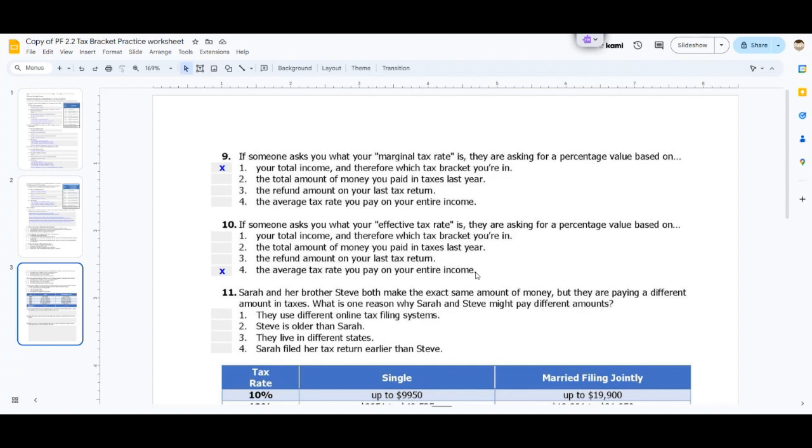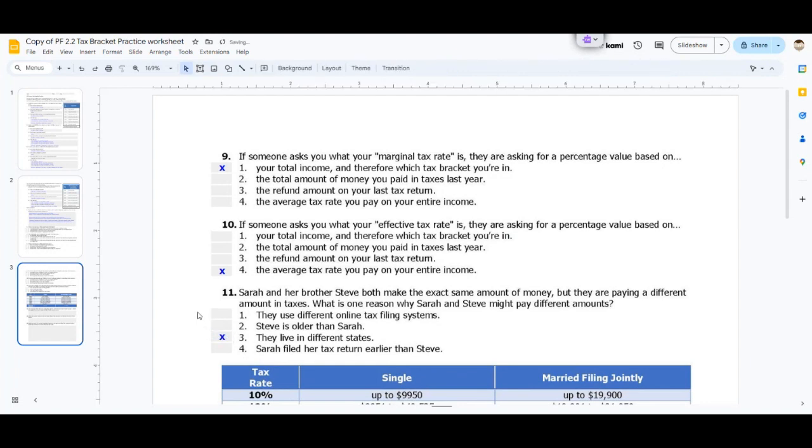Okay, so one reason is that they might have different deductions, right? Maybe Sarah took the standard deduction and maybe Steve had a lot of medical expenses this year and itemized his deductions to the point where he qualified for a larger deduction, right? So that could be one reason. Maybe they have different filing statuses. Maybe Sarah files as a single filer, but Steve files as head of household, which means that the bracket ranges will be different. Or they might live in different states.